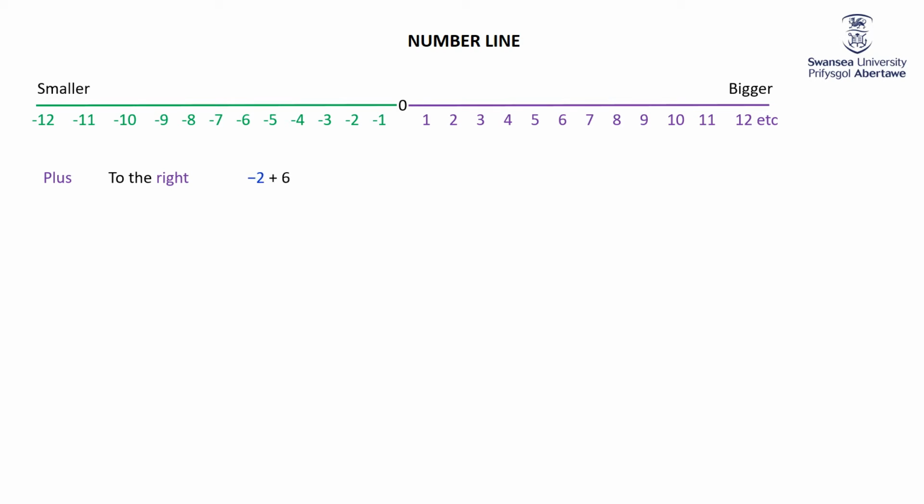So consider -2 plus 6. We'll start at -2, and now we're just going to count 6 to the right because we're adding. So 1, 2, 3, 4, 5, 6. We get there. And so -2 plus 6 is 4.